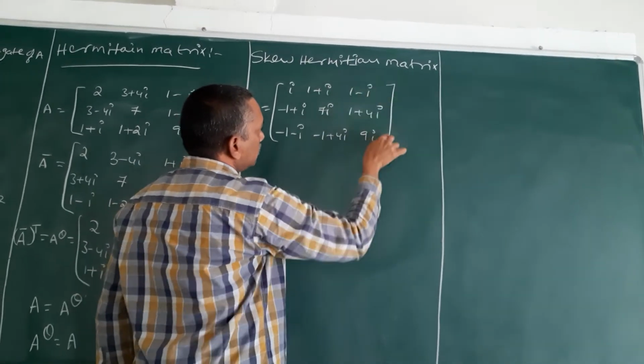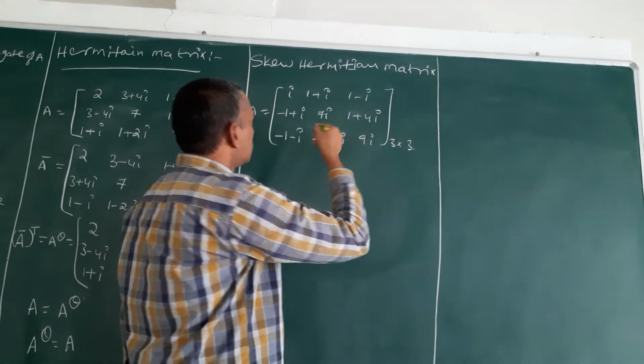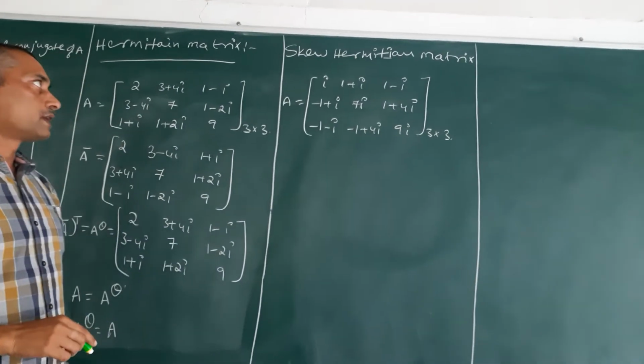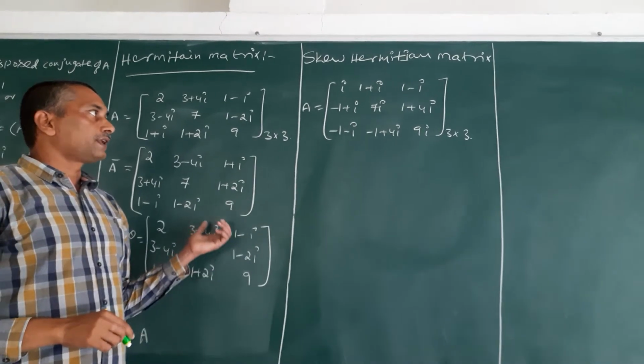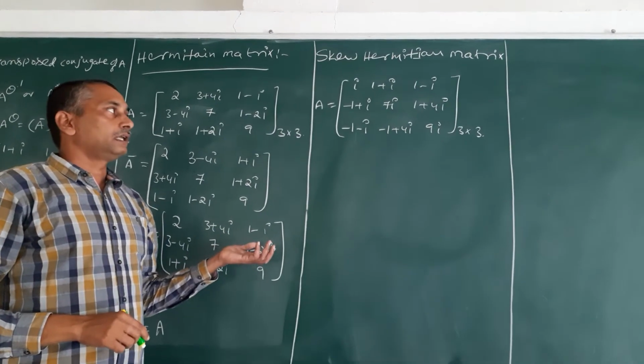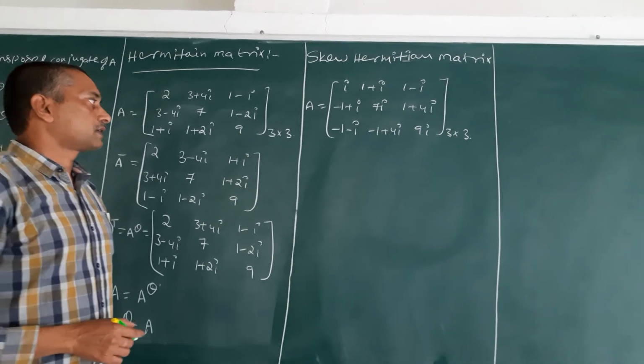This is a given 3 by 3 matrix. What is this? It is a given 3 by 3 matrix. What is a Hermitian matrix? If A equal to minus A to the power of theta, then A is said to be a skew Hermitian matrix.